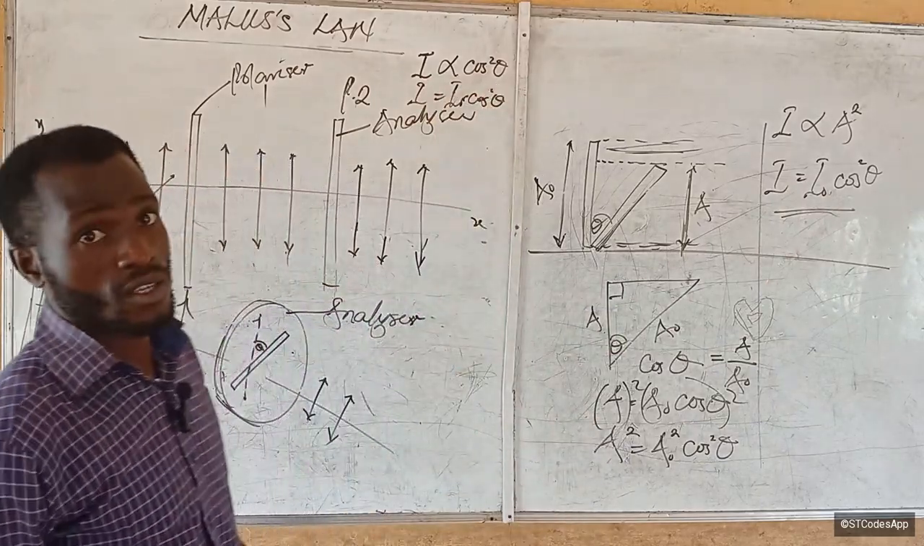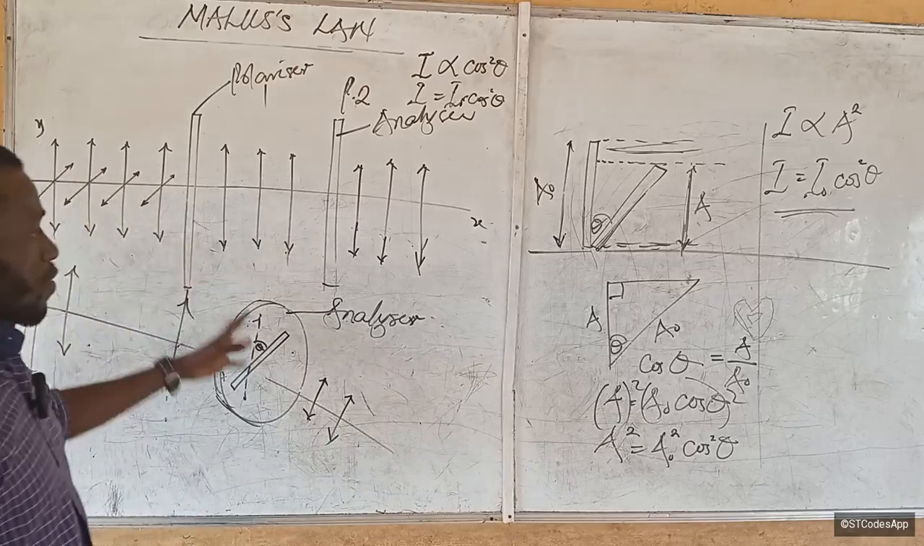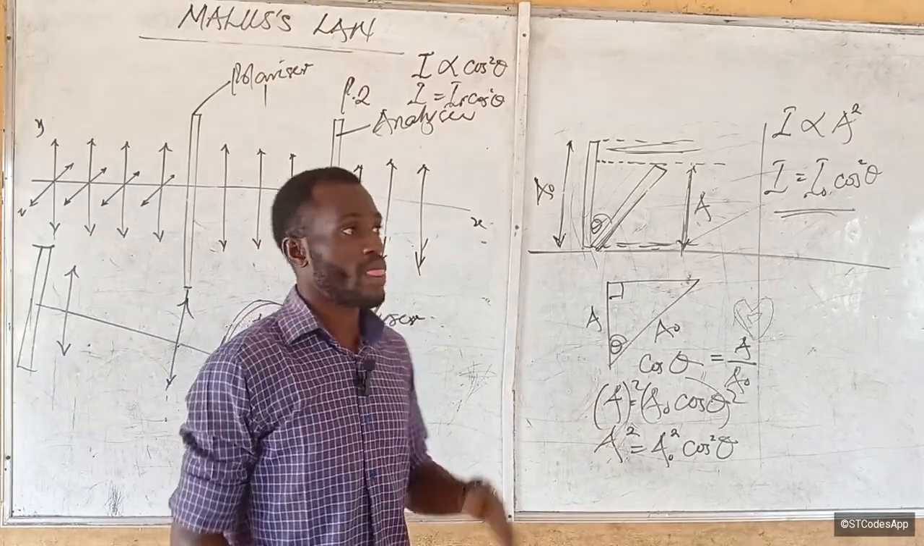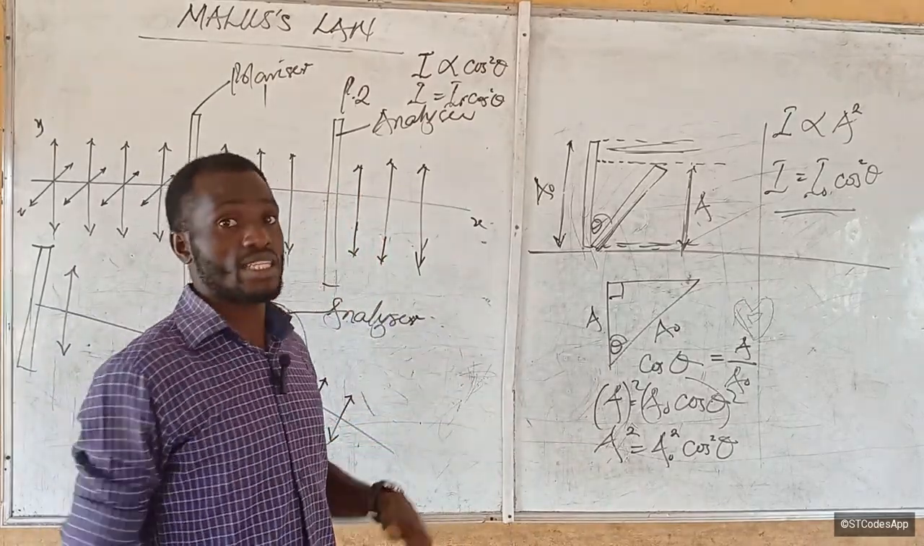So that's the proof of Malus's law, that the intensity of light that comes out of a rotated analyzer is going to be less than the original intensity.